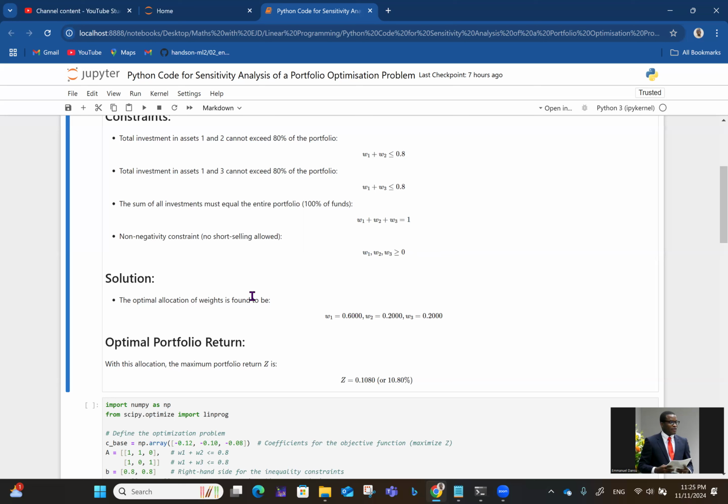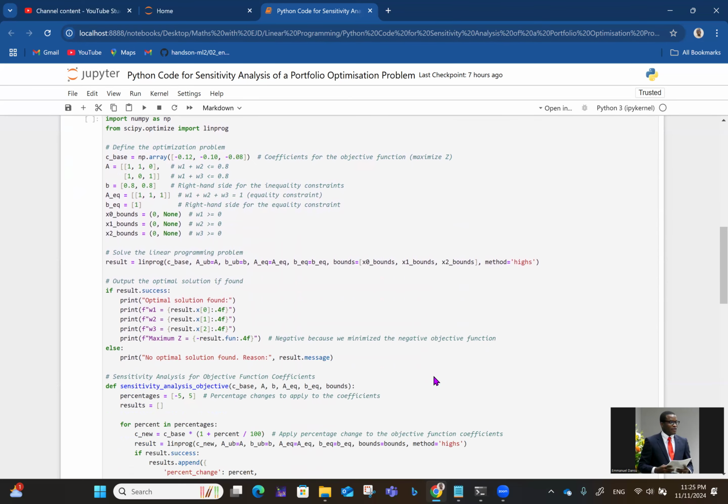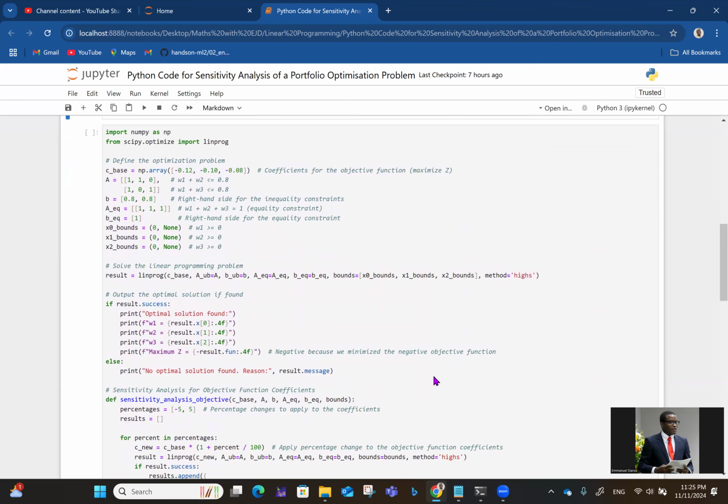The optimal allocation of weights is found to be W1 is 0.6, W2 is 0.2, W3 is 0.2, meaning the proportion of funds that should go to the first asset is 60%, and the second and third assets will be 20% respectively, adding up to 100%. So with this allocation, the maximum portfolio return Z is actually 0.1080, which is 10.8%. So of all the investments made, there is 10.8% returns. Okay, so this is the code right here.